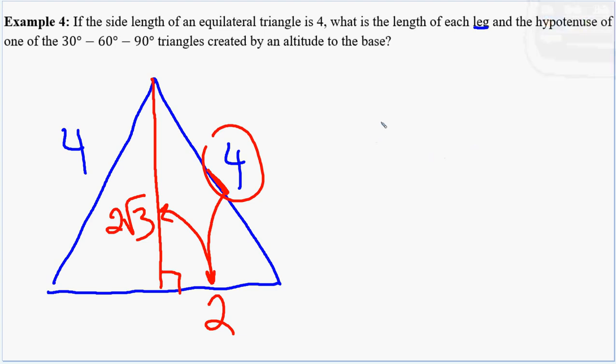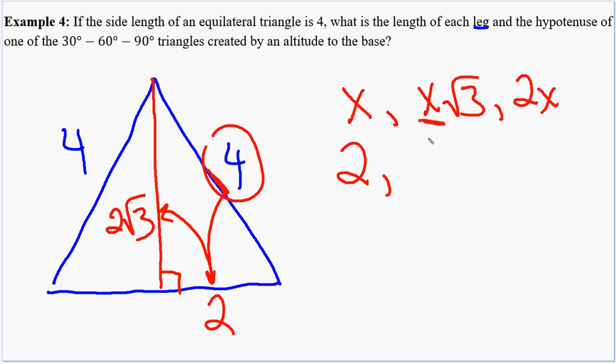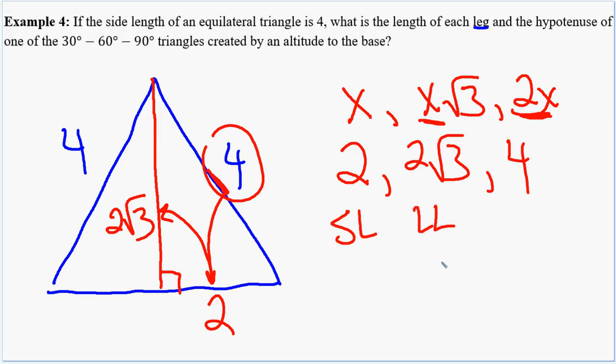So I guess we could write this from the theorem. We had short leg to long leg to hypotenuse. We know our short leg here was 2, so our next side would be 2 root 3, and then 2 times 2 is 4. Short leg, long leg, hypotenuse.